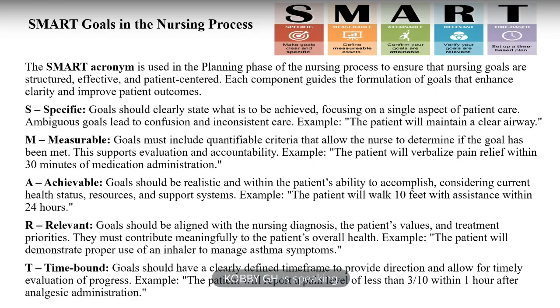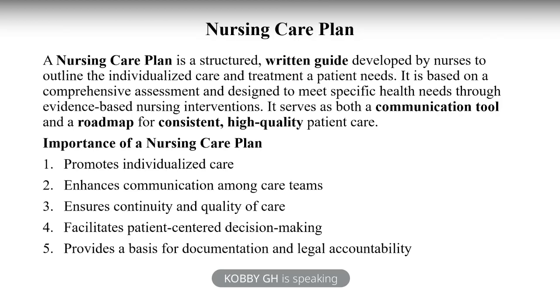Then the goal should be measurable. It should be measurable, and then it should be specific. You should clearly state what you want to achieve. For example, I want the patient's pain to reduce. It should be specific. Don't write multiple things you want to see within one goal. That's why when you are writing objectives and outcome criteria, you see just one focus. You get it? Good.